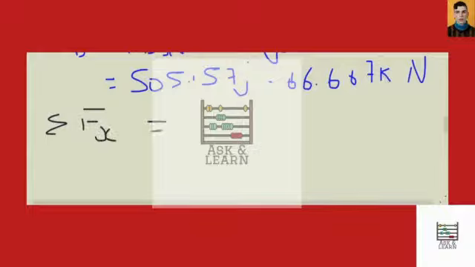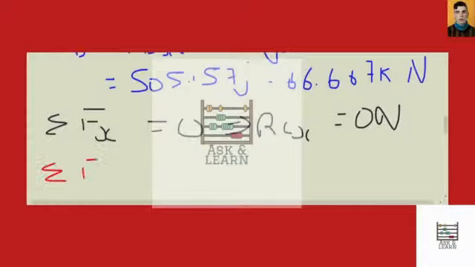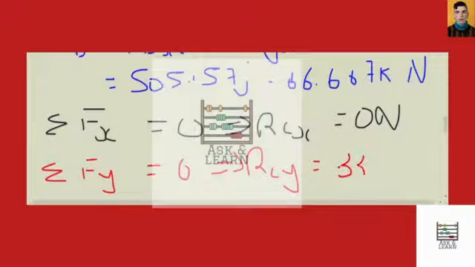Now in part B, we need to find out omega, the angular velocity. So sigma Fx is equal to 0, and by summing all the forces in the x direction, we know the result. Rcx is equal to 0 Newton. Similarly, we can take it in the y direction. So Fy is equal to 0, which leads to Rcy is equal to minus 336.079 Newton.